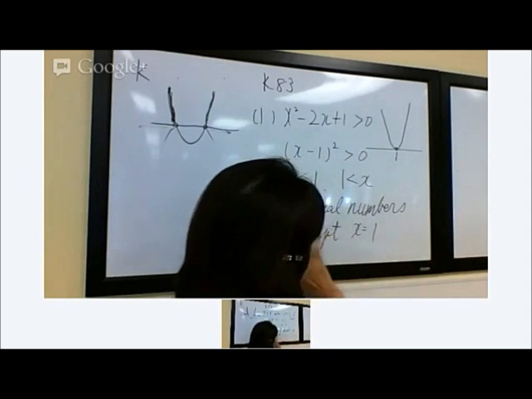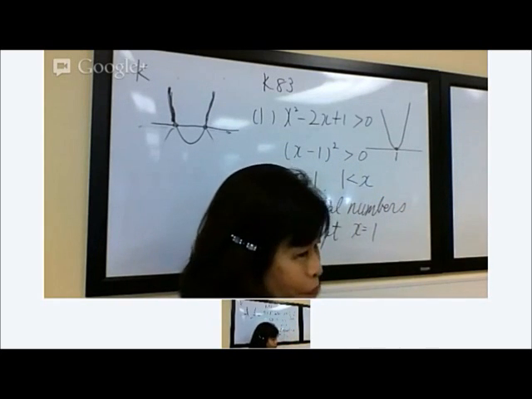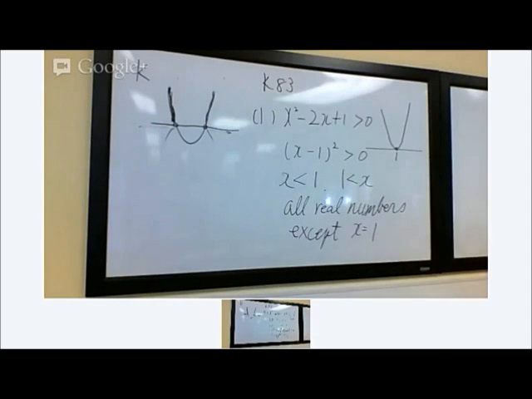Except x equal 1. The same thing. Some smart students, they do this. All real numbers except 1. That will be fine. I just deleted it, so I don't know what she meant. Okay.